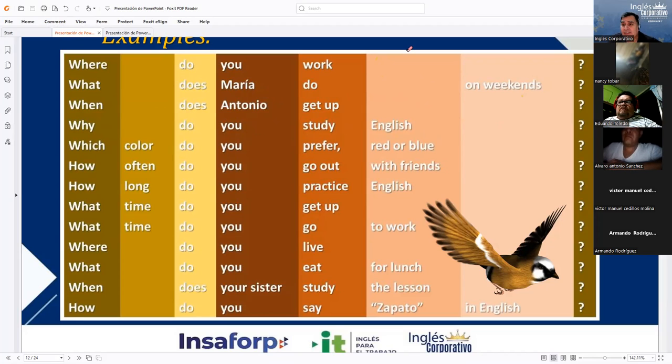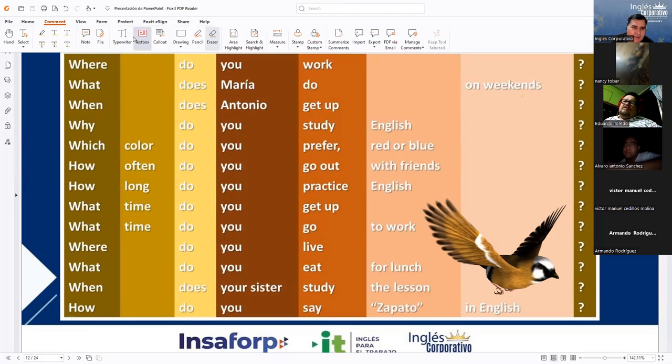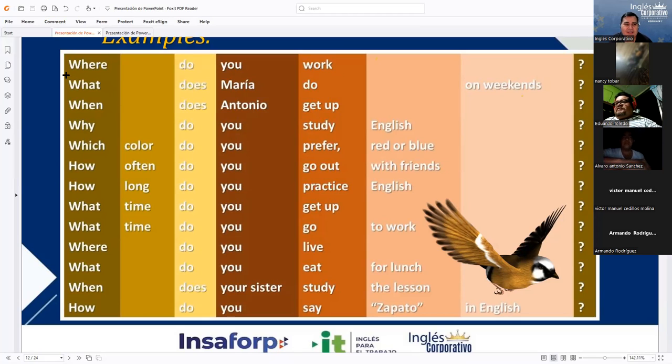Where do you work? ¿Dónde trabajas? Allí no es donde hacer un trabajo, no. ¿Dónde trabajas? Okay, so, no. They don't have a meaning. It doesn't have a meaning. Okay, so check.